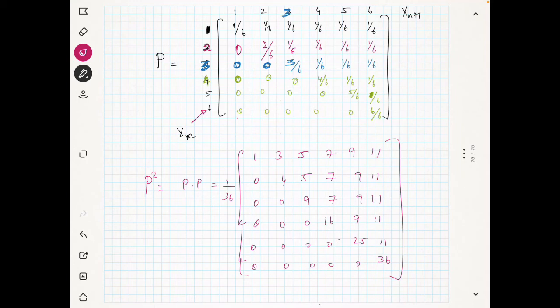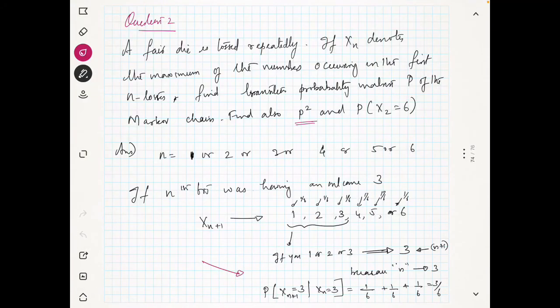Next part of the question, let me check what the next part of the question is. What is the probability that x2 is equal to 6?